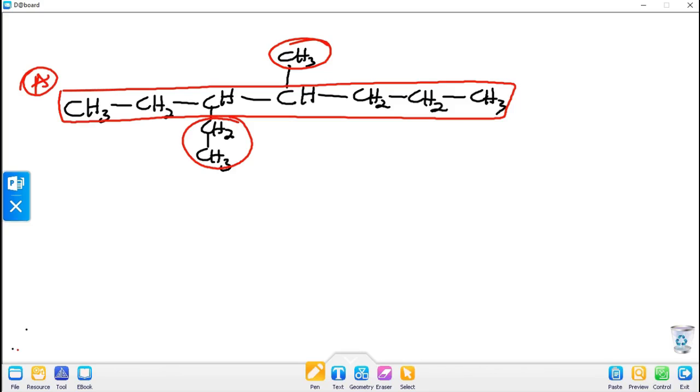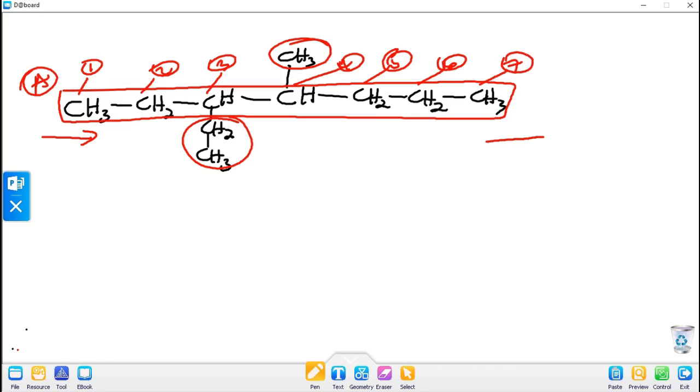Now, if we choose to go from the left hand side, this is going to be carbon 1, this will be carbon 2, this will be carbon 3, this will be carbon 4, carbon 5, carbon 6, and this is carbon 7.